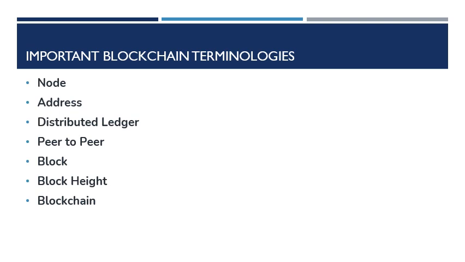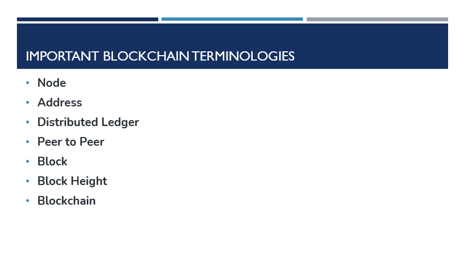The next terminology is distributed ledger. A ledger is maintained on many nodes in a decentralized network. The records are stored in a chronological order. This ledger can be of two types. One is permissioned and the other is unpermissioned, based on who has the access to view the ledger.